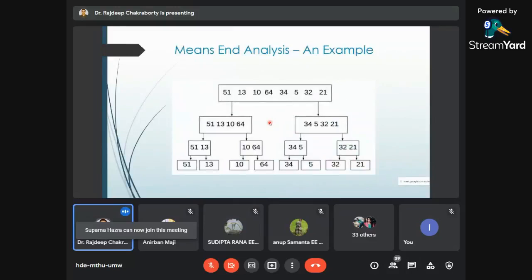Then comes means-ends analysis. In means-ends analysis, suppose this is an example of merge sort. If I want to sort a large array, we can break it into smaller parts, and in the last part we just swap the small value and the large value, then we merge, following that the small value comes first and the large value comes next. Okay, so these are the three types of problem solving we generally have.